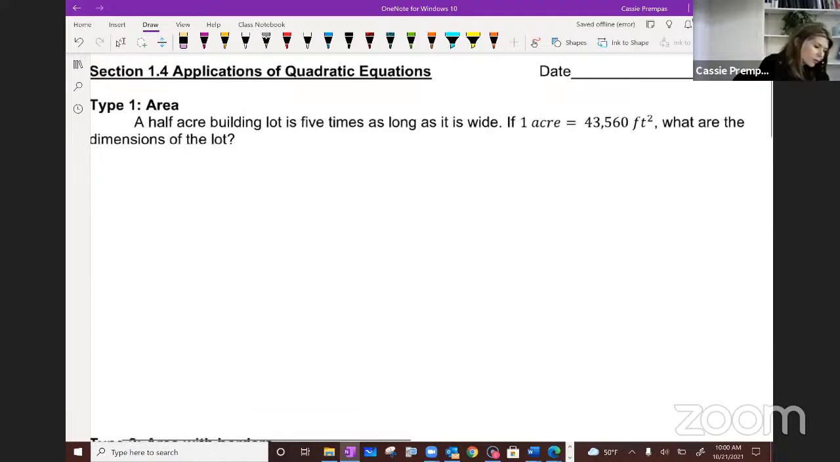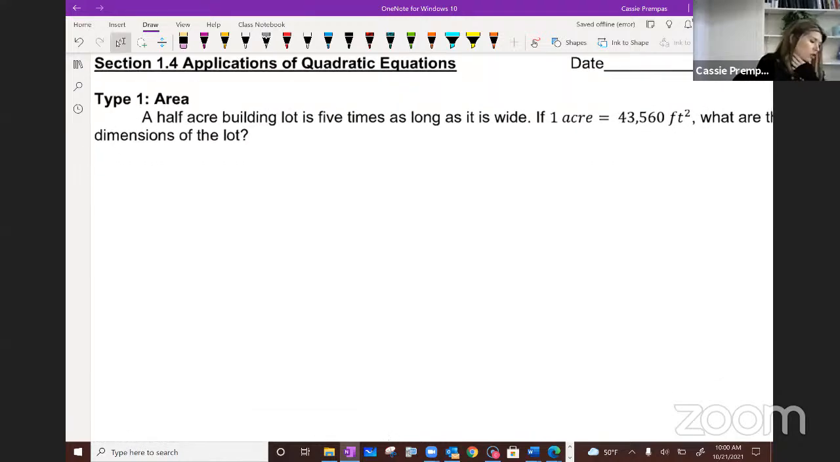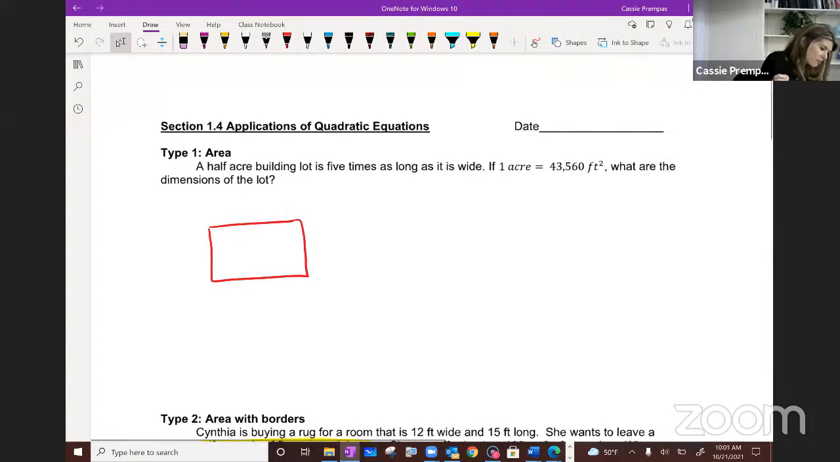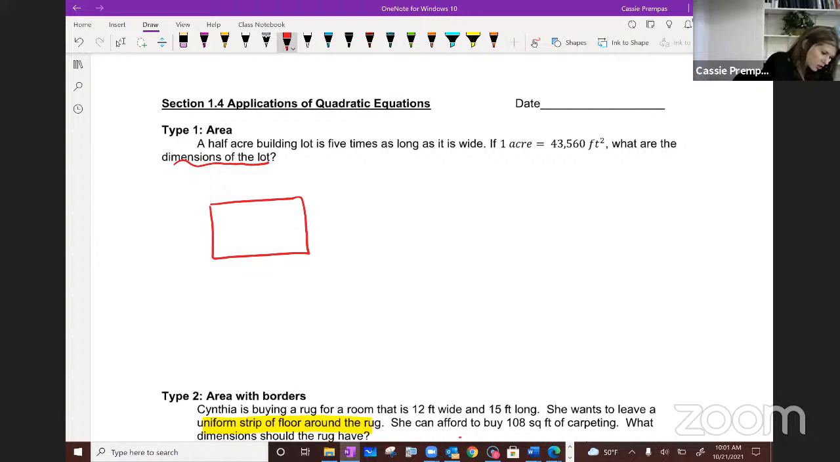And the first thing that we would want to do is draw a picture because I'm looking at a lot, which is typically a rectangle. It says, what are the dimensions of the lot? And we're looking at the dimensions described in terms of width and length. So I'm going to let X represent the width of the lot.